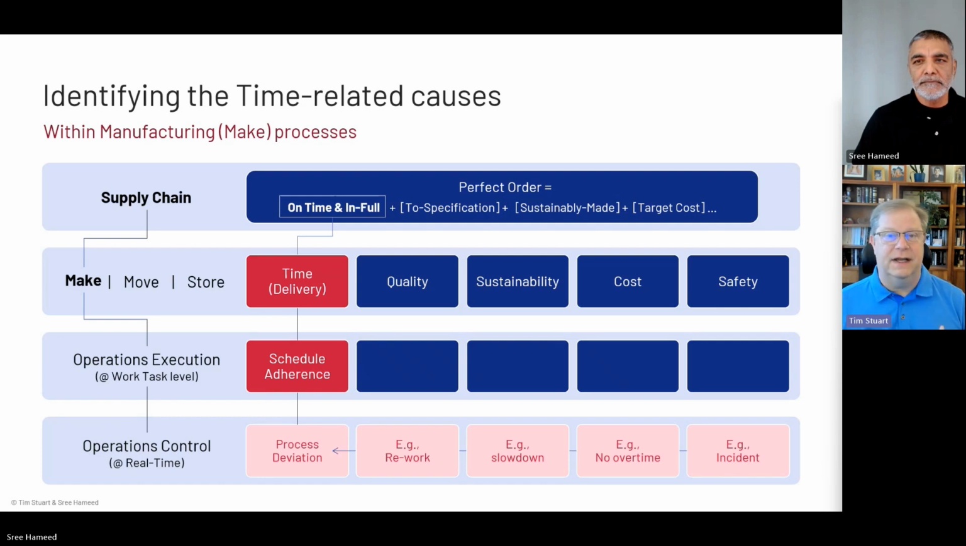In other words, if time wasn't a constraint or if you had an infinite amount of time, schedule adherence would not be so challenging. Delays caused by rework, machine downtime, safety incidents, or not having the pressure to expedite shouldn't be a problem because you'd be able to meet all the criteria of a perfect order other than being on time and in full. It's the same time dimension that makes schedule adherence challenging. So as we dive down into the details of this, we're going to be looking specifically at what causes the variability in the amount of time that it takes to deliver the orders.